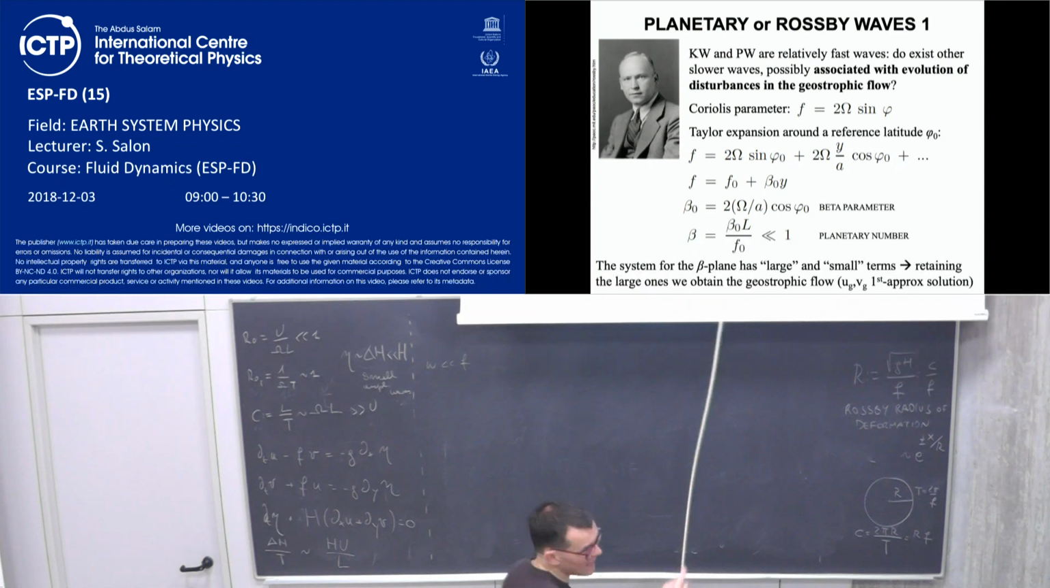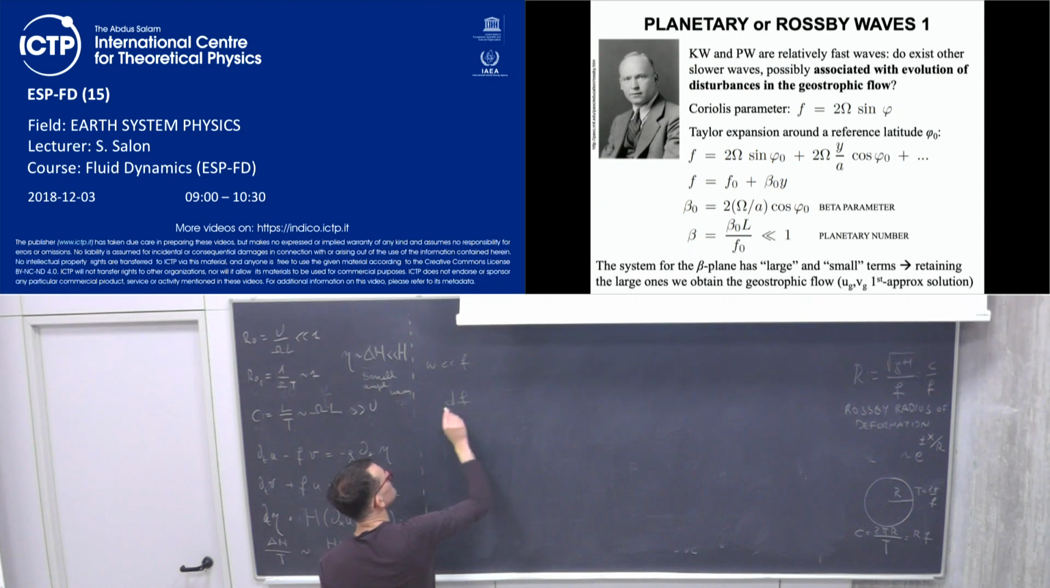So I have a dependency of f in y, which is different from 0, and actually is exactly equal to beta0, the beta parameter. Of course, this new approximation, which is a little bit more realistic than the f-plane, is called beta plane. Not very much fantasy.